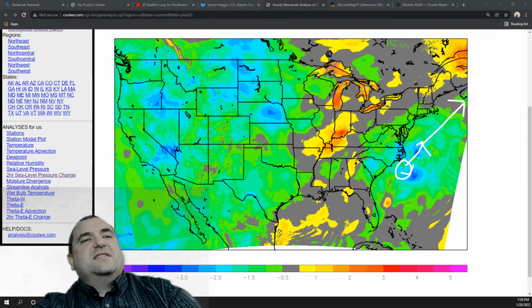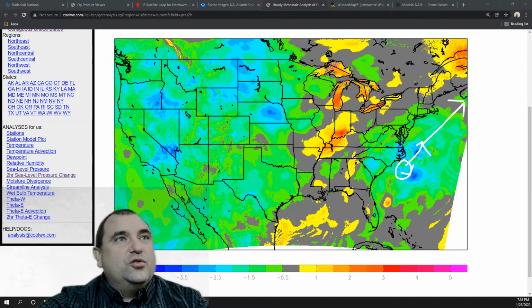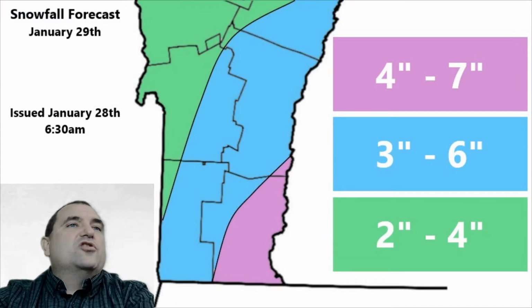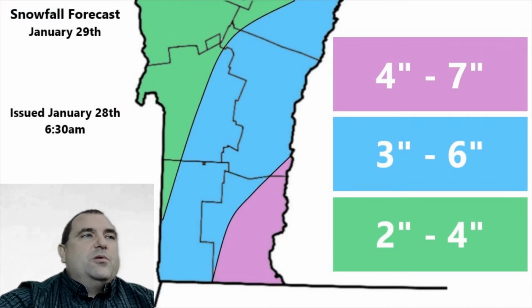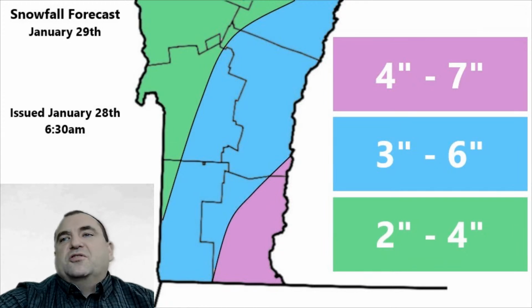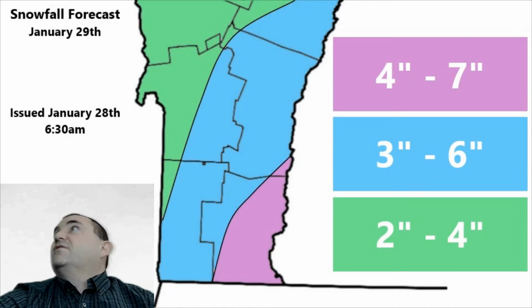So let's get to snowfall totals here as we go. Here's a map. If you saw my video this morning, I think we're basically similar to what we were looking at this morning. So let's take a look at what that means town by town. I'll probably go through this a couple different times over the next 15 to 20 minutes.